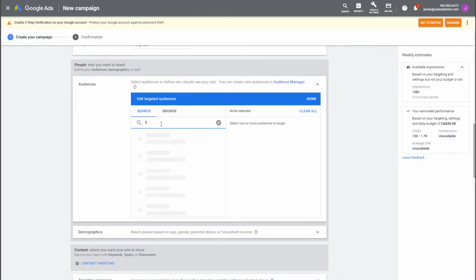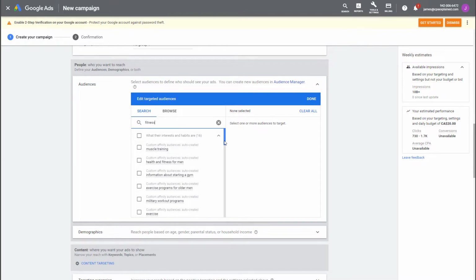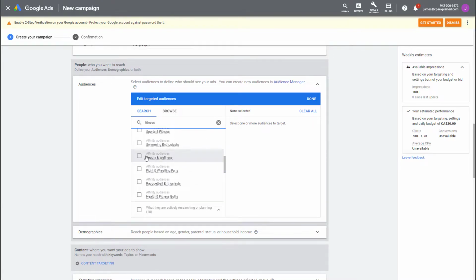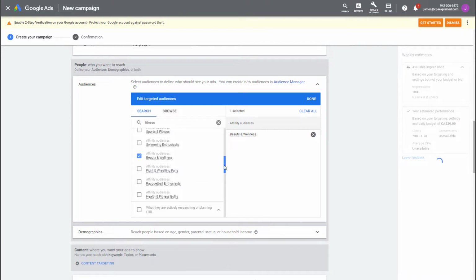Also, I'm going to look at stuff like fitness. So I'm going to start with fitness. That's going to be the first thing I'm going to do. I'm just going to do a quick search and take a look and see what comes up here. I'm going to scroll down. We'll put beauty and wellness. That's a good one.